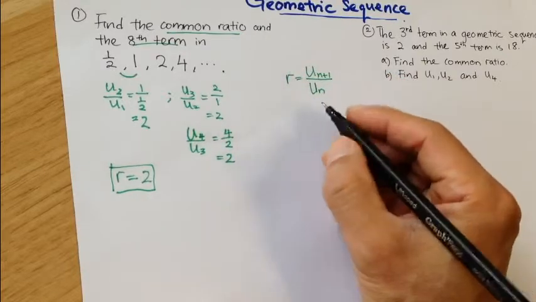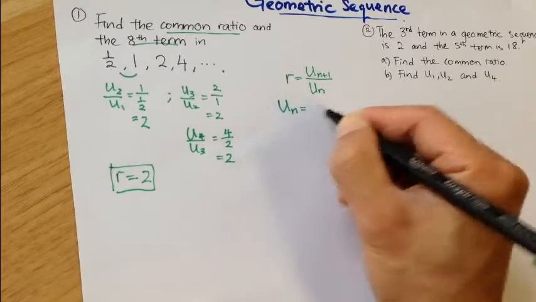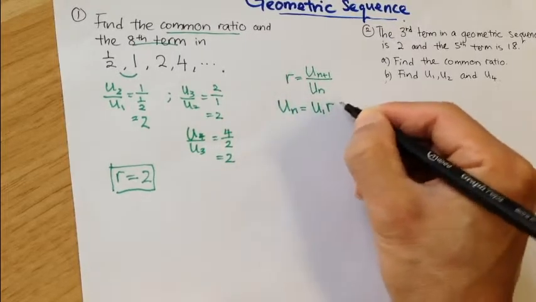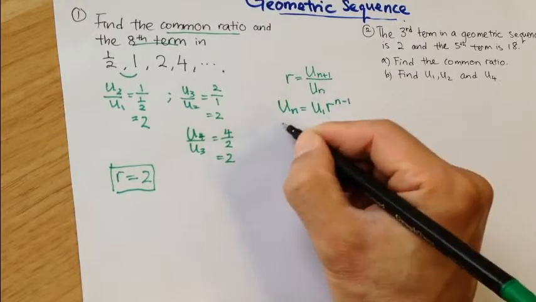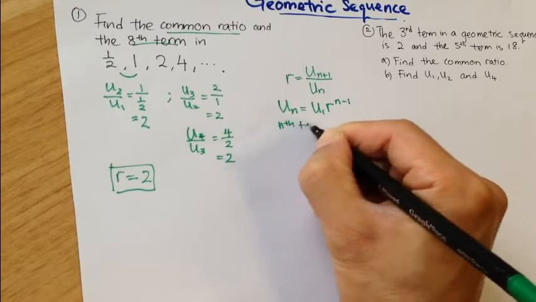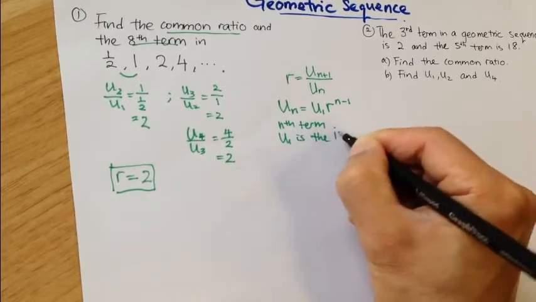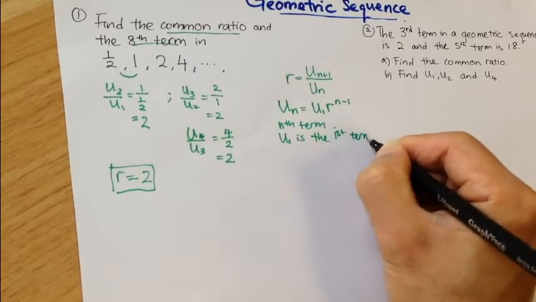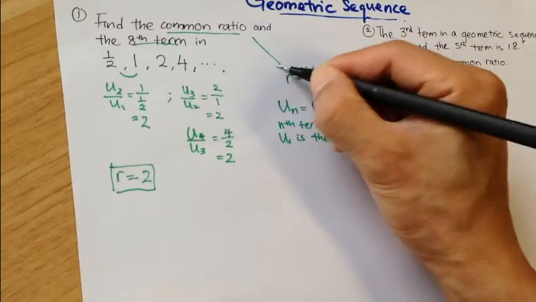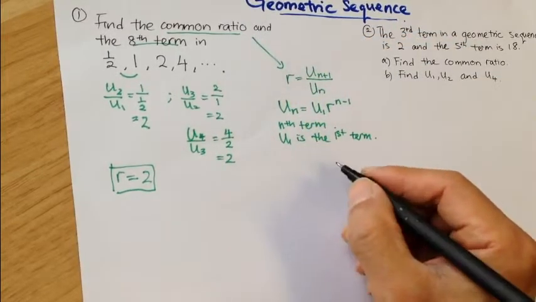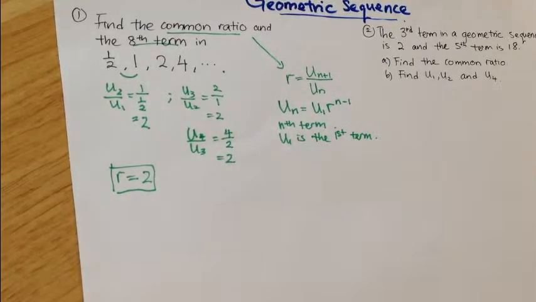Now in terms of the eighth term, the formula is this: un equals u1 times r to the power of n minus 1. This is the nth term, where u1 is the first term, or the value of the first term. And r here is the common ratio. How do you make sense of this n minus 1 in the power?